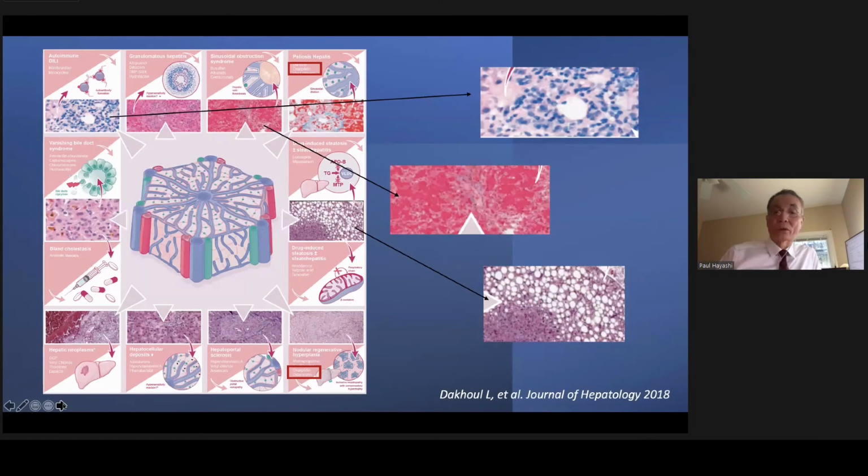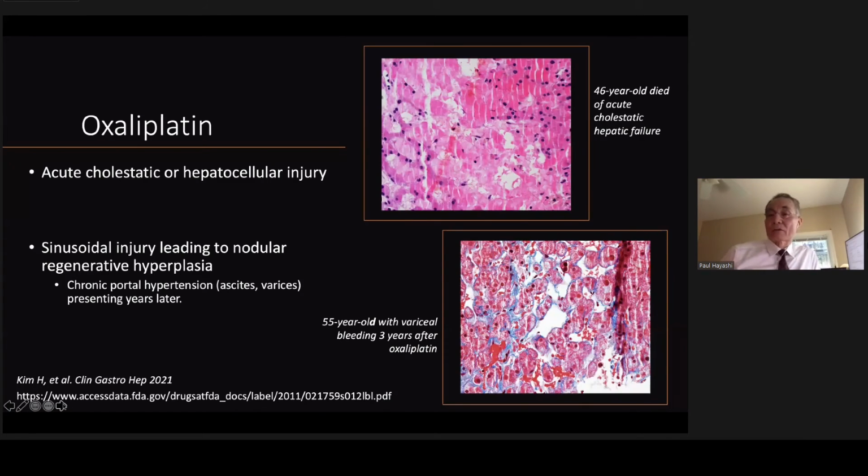And I can show you that a little bit. So, for example, oxaliplatin causes various forms, actually, of liver injury, ranging from this acute cholestatic or hepatocellular injury. And in this case, this is a 46-year-old. He died of acute cholestatic liver failure within a matter of weeks of onset.